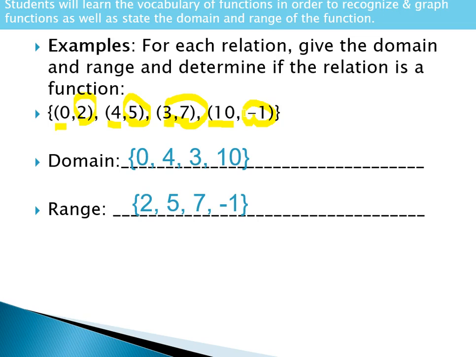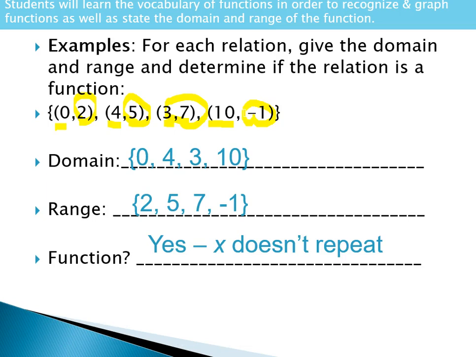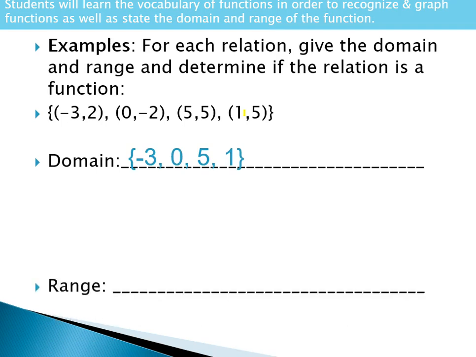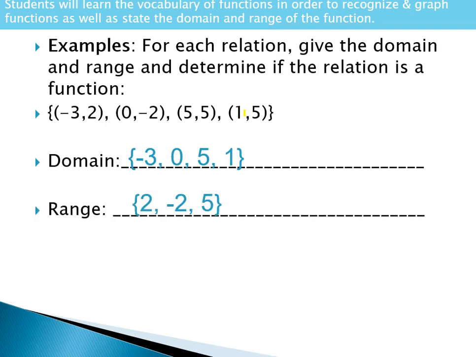Is each x different? 0, 4, 3, and 10. Each x is different, so this is in fact a function because x does not repeat. If x repeated, it would not be a function. It doesn't matter what y does. It matters what x does. So, domain is looking at the x coordinates. Range is looking at the y coordinates.